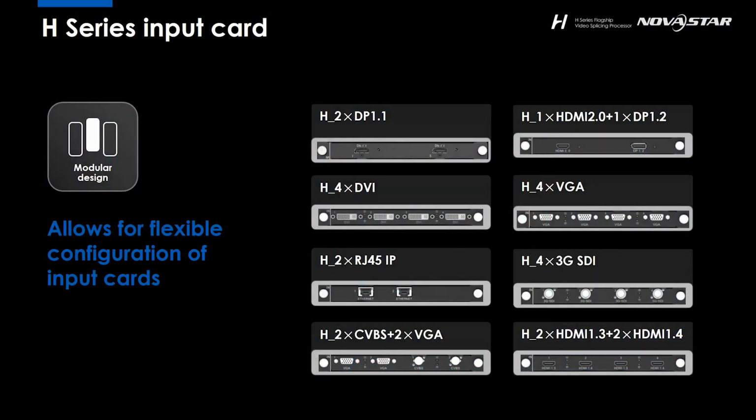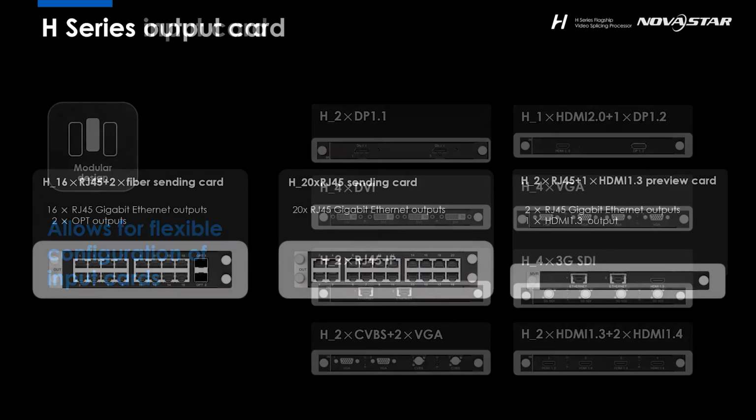Okay, let's see it. So on this page, we can see there are 8 types of input cards for both analog and for digital signals. And for analog signals, we got CVBS, VGA, and for digital signals, we got DP, DVI, HDMI, or SDI. And there is one particular type of input card, the RJ45 IP camera card.